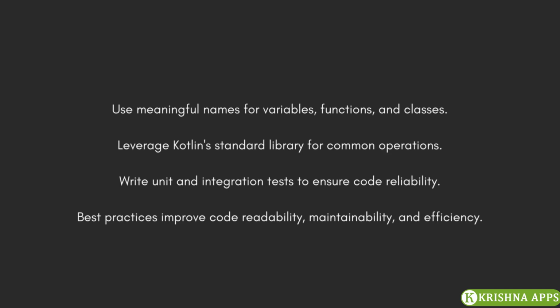Finally, write tests for your code. Testing is an essential part of writing reliable software. Use unit tests to verify that individual functions work correctly, and integration tests to check that different parts of your application work together as expected. Writing tests helps you catch bugs early and ensures that your code is robust against future changes.